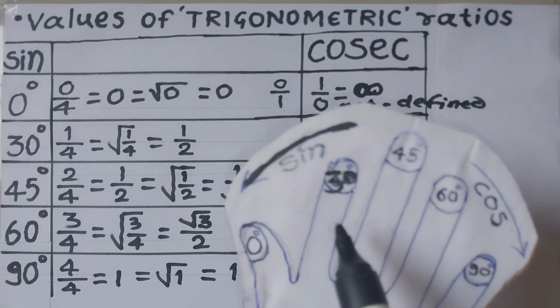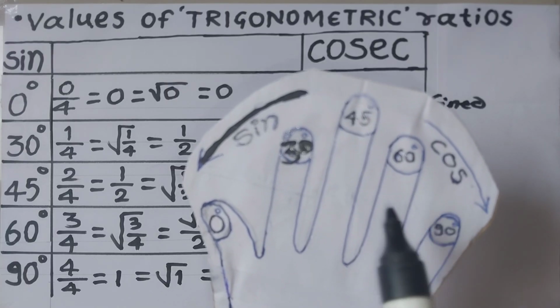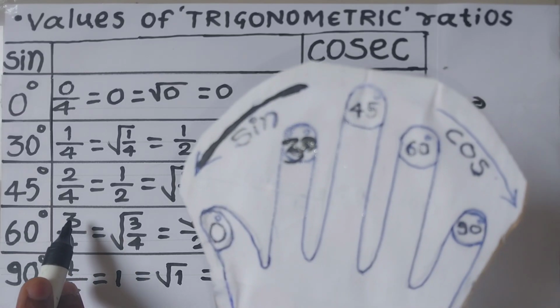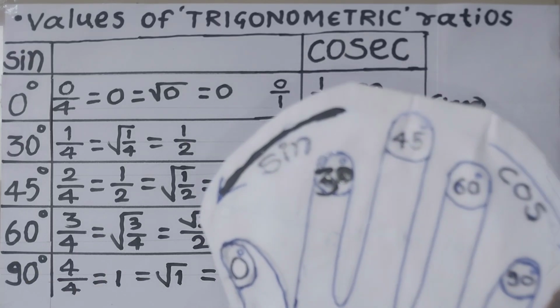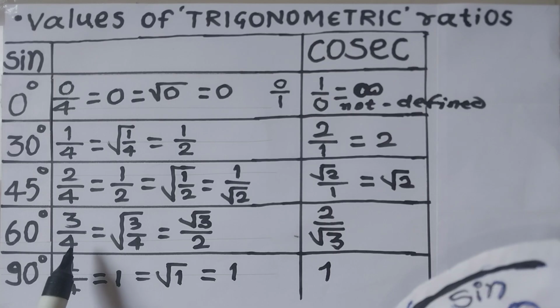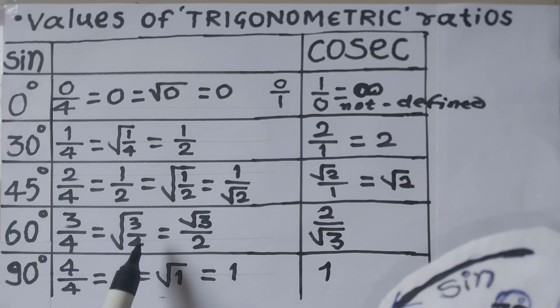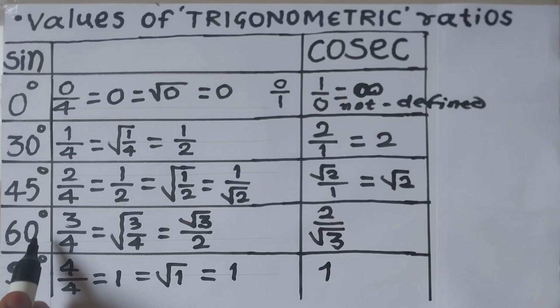Here cos 30 degree, how many fingers to the right side? 1, 2, 3. Suppose here 30, cos 30, 3 fingers on the right side, clockwise. After this 30, look here, 1, 2, 3. So 3 upon 4, always 4 as the denominator, and we take the square root of this. Then square root of 3 upon 4 is equal to root 3 upon 2. These are the values of cos: cos 0, cos 30 degree.